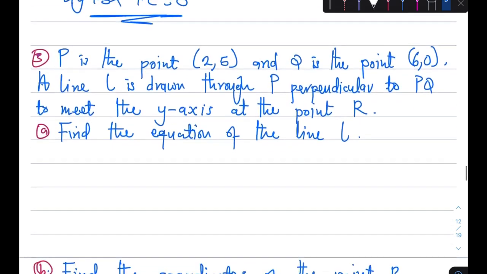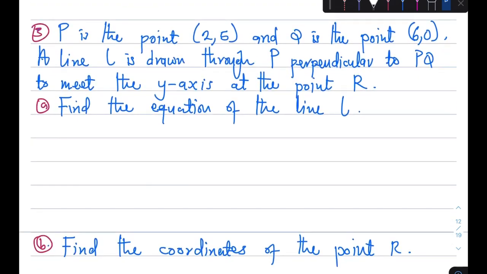All right, let's look at this particular question. It says that P is a point with this coordinate, Q is also this coordinate. A line L is drawn through P to meet the y-axis at the point R. This is really, really important, to meet the y-axis. So now let's have a pictorial view of what we are going to do. Let's say this is P and then this is Q.